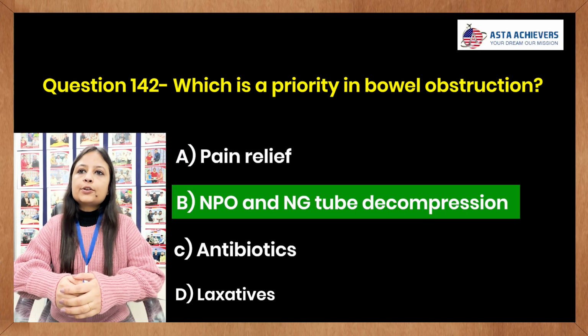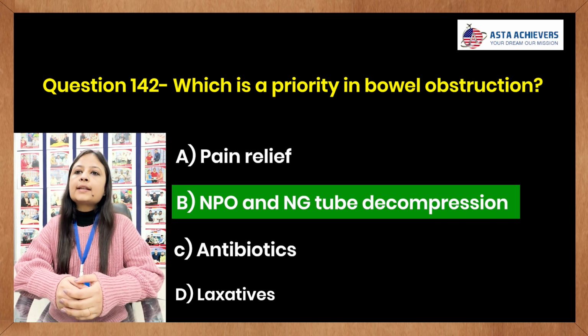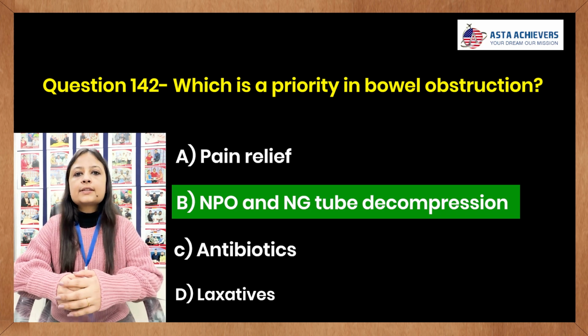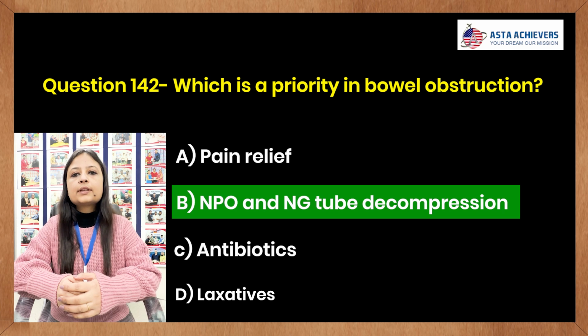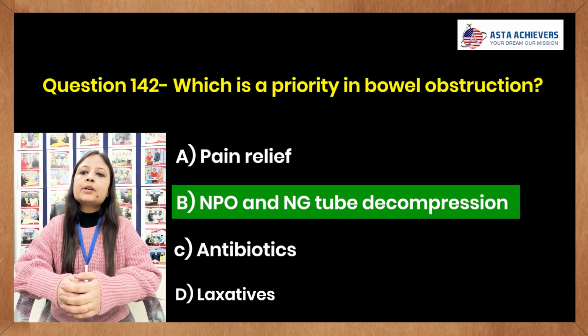Question number 142. Which is a priority in the bowel obstruction? Option A, pain relief. Option B, NPO and the NG tube decompression. And option C, antibiotics. And option D, laxative. So option B, NPO and NG tube decompression is correct answer, because NPO and NG decompression relieve the pressure. So option B is our priority.